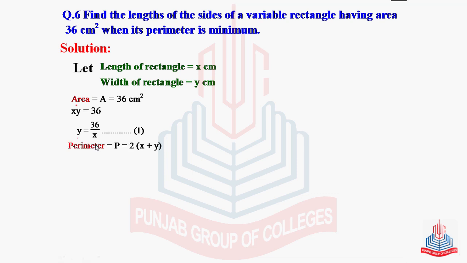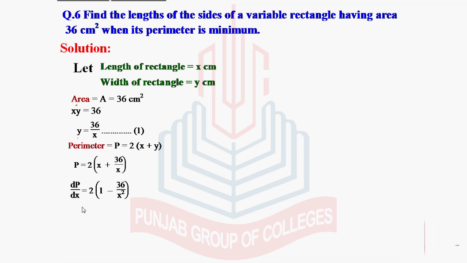Now by formula, perimeter is actually 2 into x plus y. This is actually 2 into length plus width, and length is x and width is y, so perimeter will become 2 into x plus y. Put the value of y, so perimeter will become 2 into x plus 36 divided by x. And now to make perimeter a minimum, we must find first derivative, second derivative, and stationary points. So first we find the first derivative of this perimeter function.